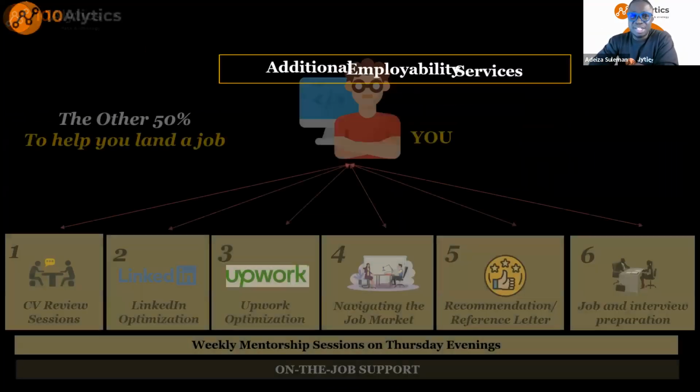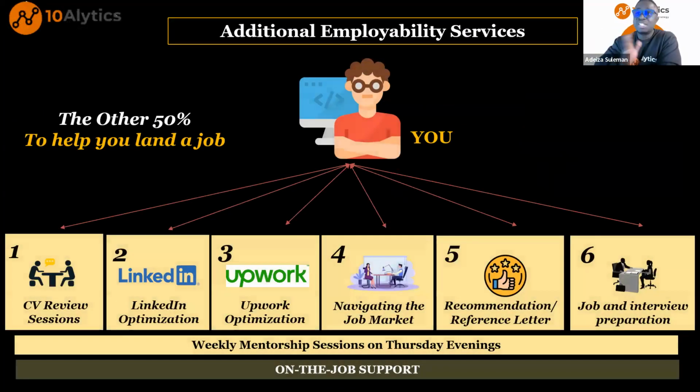All right, now what are the additional employability services? This is what I said has made us so successful in helping people get jobs. The technical skill is not all you need. It's just a part of what you need. It's 50% of what you need. The other 50% that helps you get a job anywhere across the globe, number one, is your CV. Your CV review. We help you review your CV. And if you don't have a CV that communicates and presents you in the best possible light, you're never going to get called for an interview.